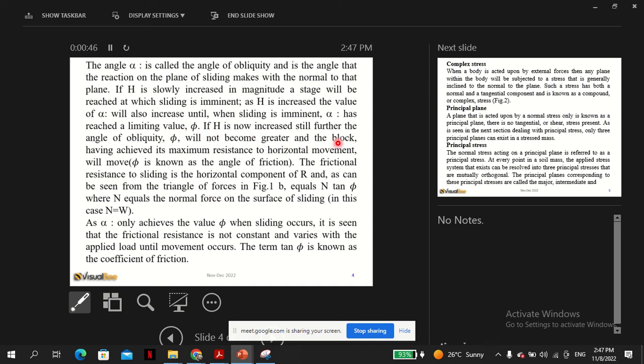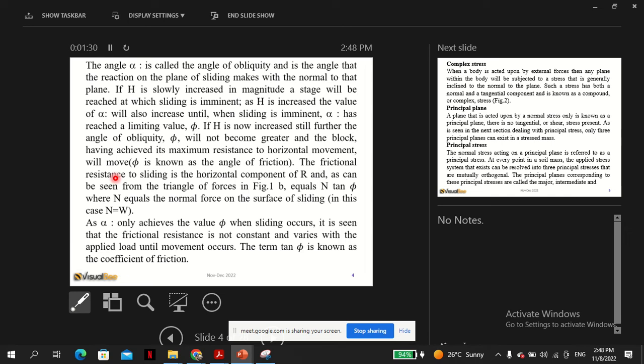If h is now increased still further, the angle of obliquity will not become greater than phi, and the block, having achieved its maximum resistance to the horizontal movement, will move. Yes, so that's the value we are looking for. That's phi. The movement is only limited to a maximum value phi, and that phi is a material property. Beyond that, if you increase h, the block will have no more resistance, and it will have no choice but to move.